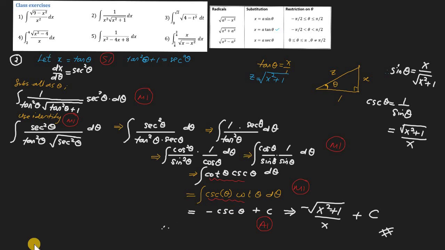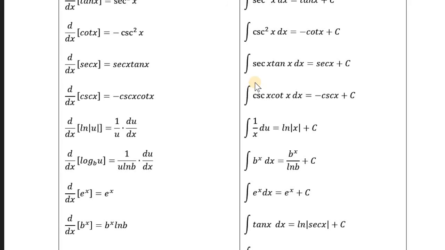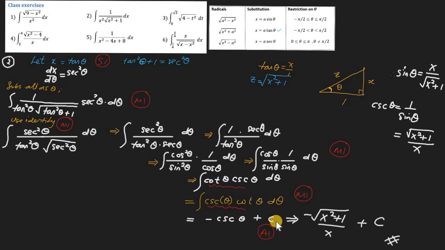Let's look at the formula. So there, this is the formula. The integral of cosecant x cotangent x is negative cosecant x. You can just quote the answer that is given in our formula list. So we quote the answer, and don't forget the C for the indefinite integral. But we cannot leave our answer in terms of theta. We need to get back the x.